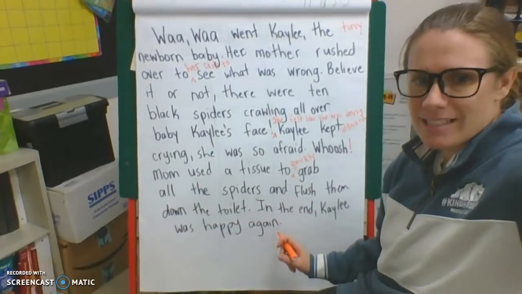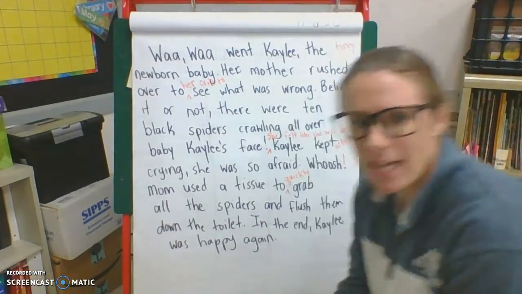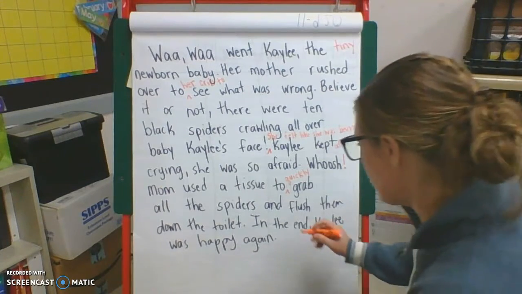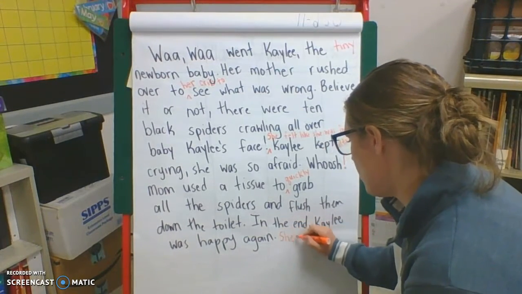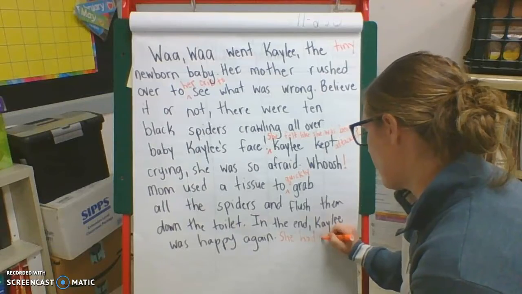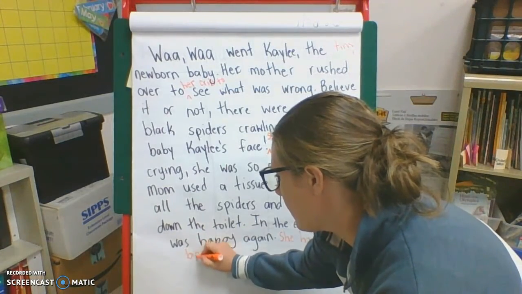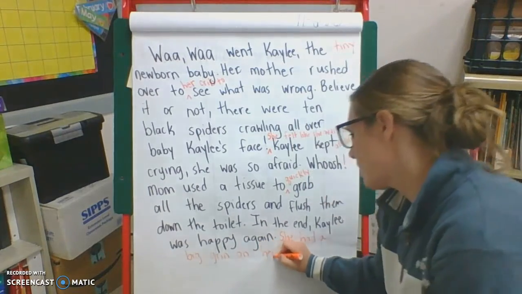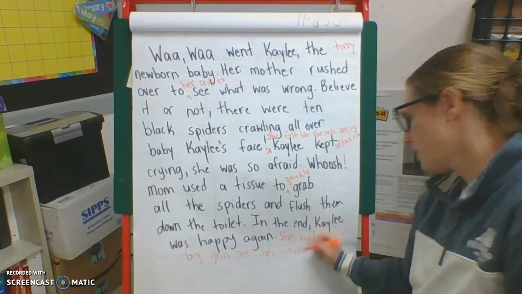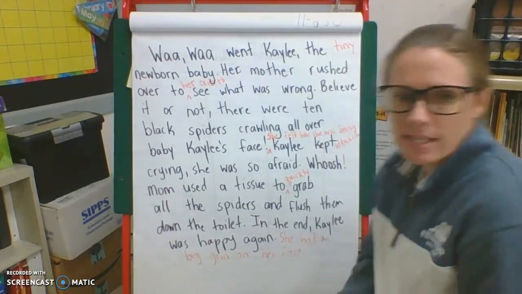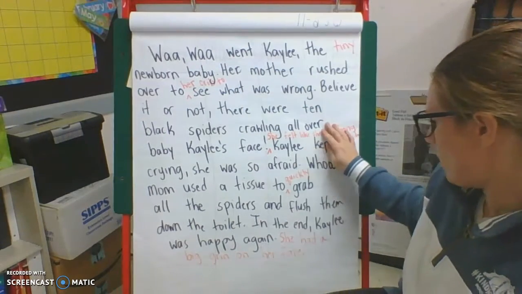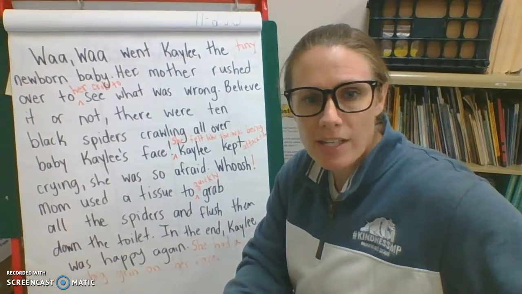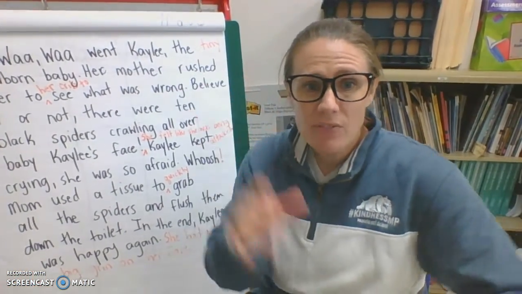In the end, Kaylee was happy again. And maybe I'll add, what did that look like? She had a big grin on her face. Okay, let's count and see how many details I added. 1, 2, 3, 4, 5. Perfect. That's the goal, to try to go back to your story and add 5 details.